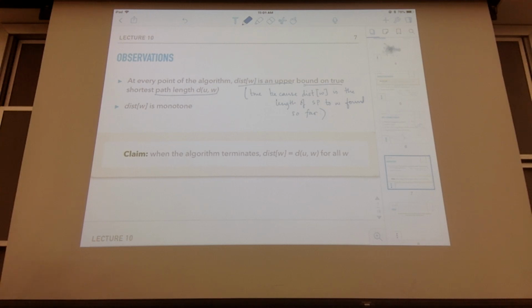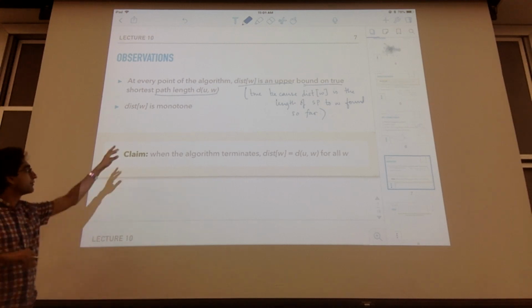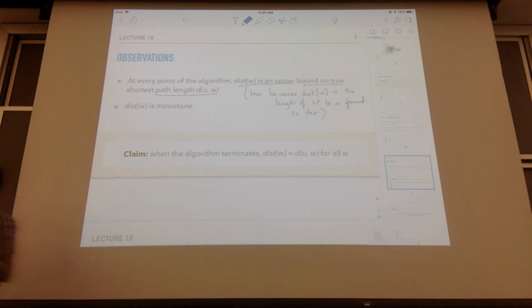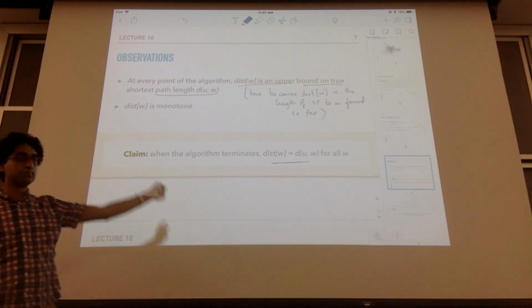Another thing to note is that as you execute the algorithm, dist of w only goes down. This is again obvious because you only improve. And now we want to show that when the algorithm terminates, you actually have found the length of the shortest path. So we want to just show that the algorithm is correct. And you want to show this for every vertex.